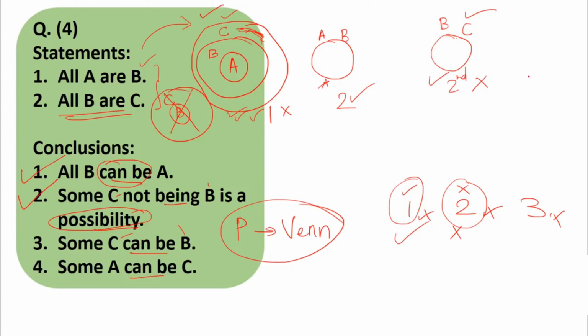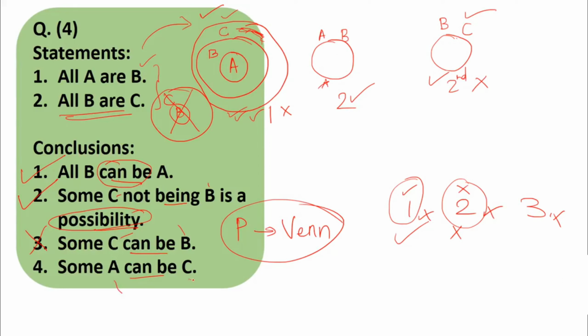There is no third situation right now. In both of them it is possible, that means this conclusion has to be wrong. We have learned that when the conclusion is possible in all the situations, we have to mark the conclusion as wrong. Okay, next, fourth conclusion: some A can be C.